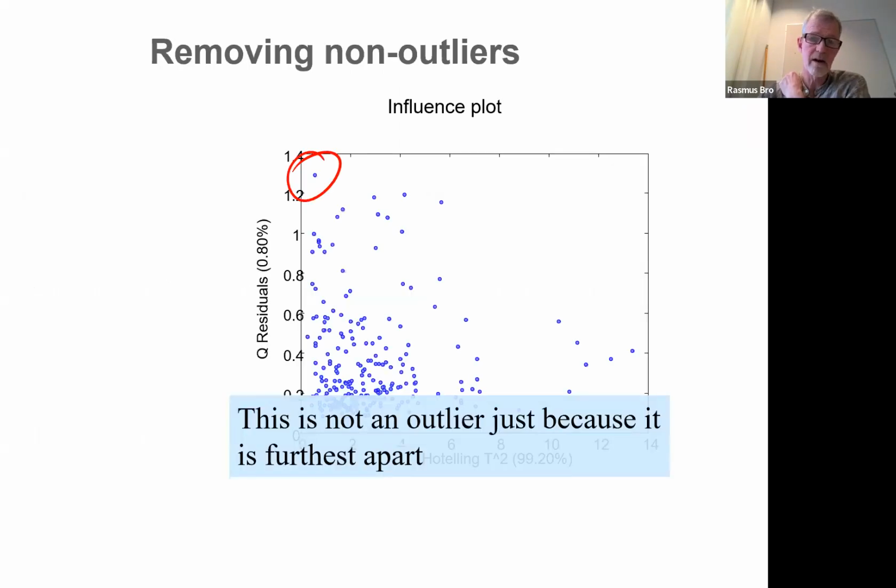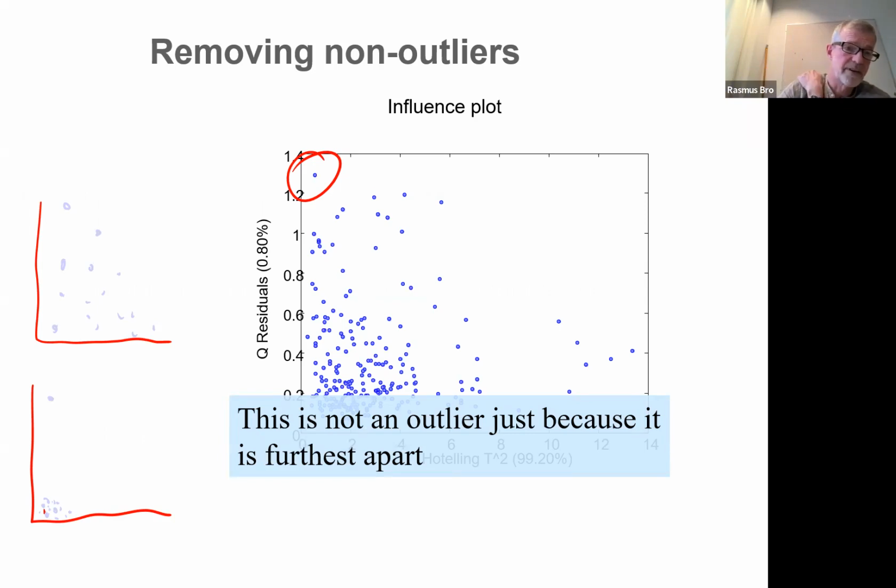Also, when we talk about outliers, remember that an outlier is not a sample lying furthest apart. There's always going to be a sample like this. That doesn't make you an outlier. What makes you an outlier is that you're very far away from the other ones. That's an outlier.